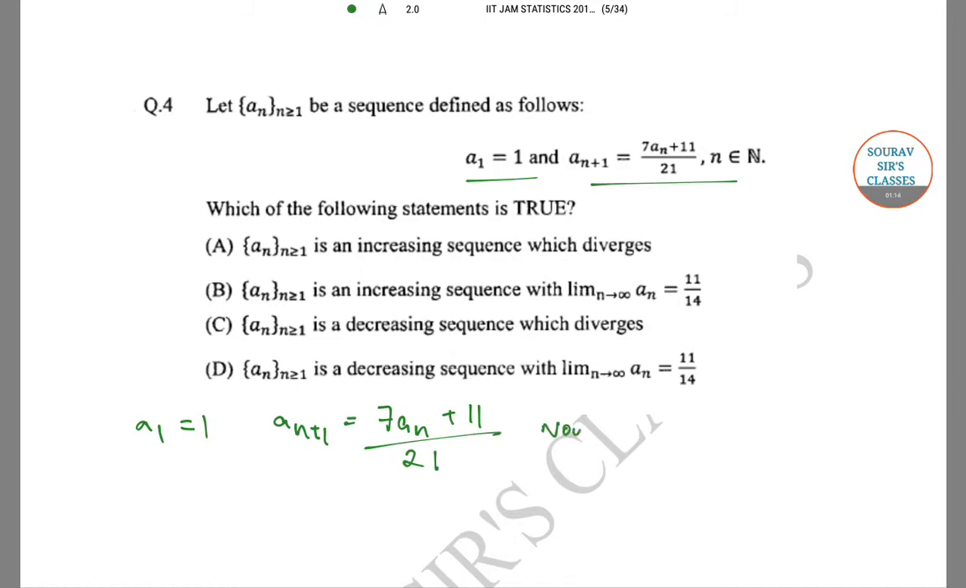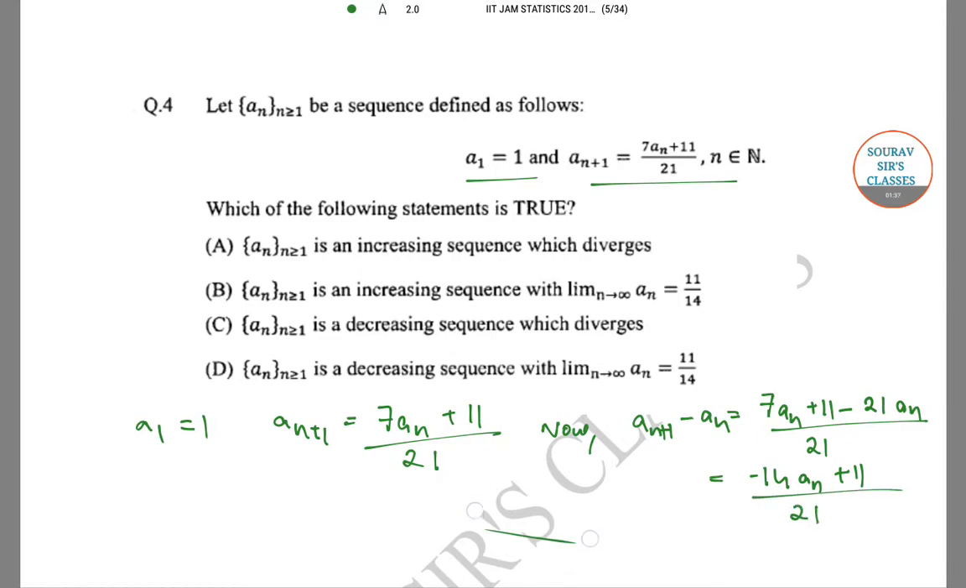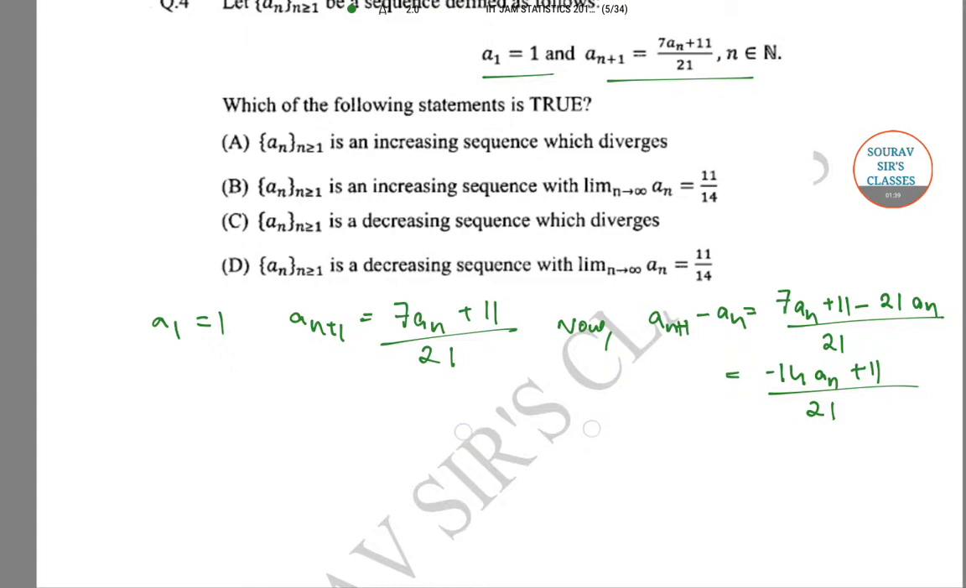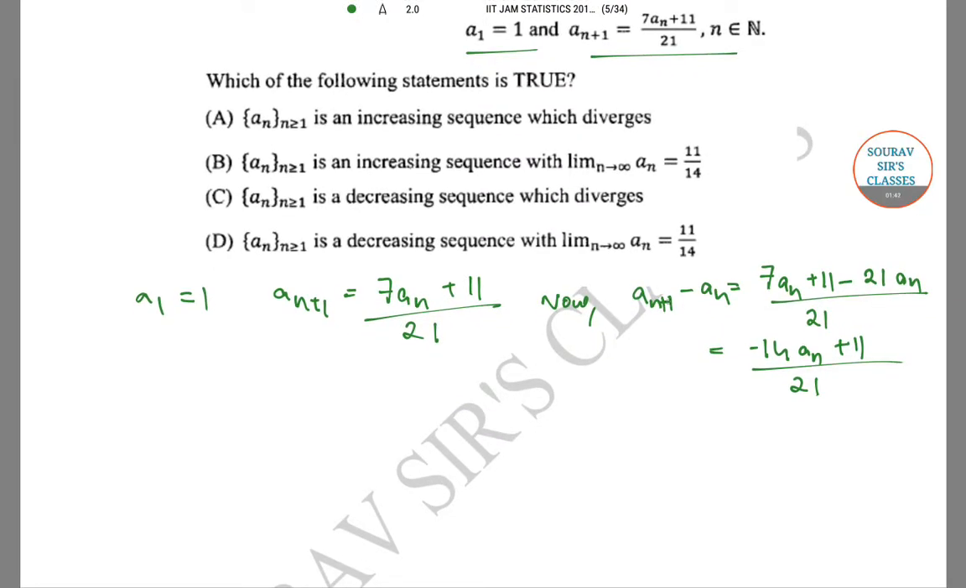Now, what is a_{n+1} minus a_n? This is equal to (7a_n + 11 minus 21a_n)/21, which is equal to (minus 14a_n + 11)/21. So we have just written a_{n+1}.